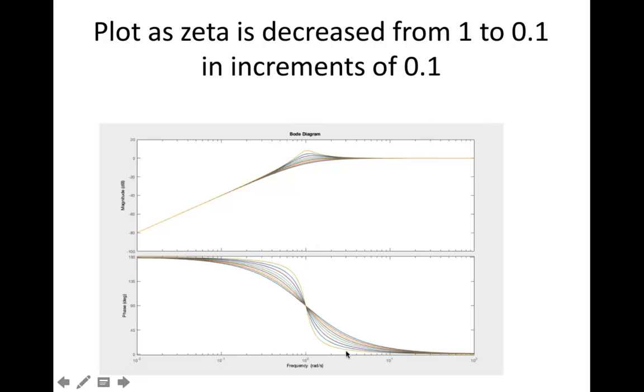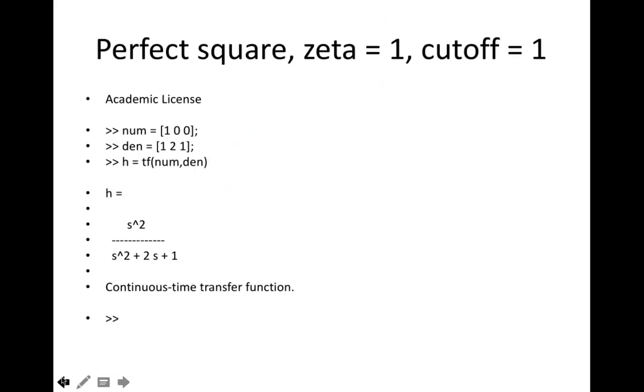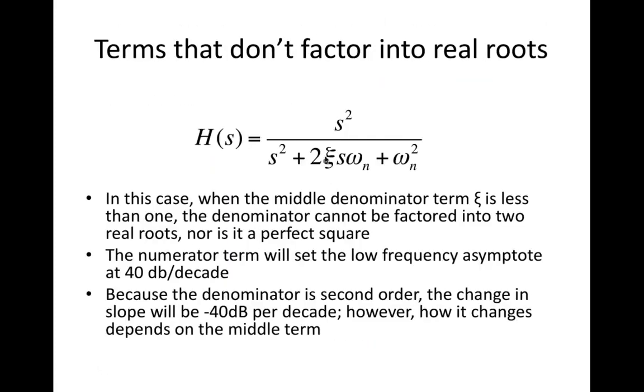So basically, let's go back, remind you what zeta is. Zeta is this factor right here. So if zeta is 1, this denominator is a perfect square, s plus omega n quantity squared. If zeta is 0, this denominator is s squared plus omega n squared, which is a cosine function. So you can see how that works.